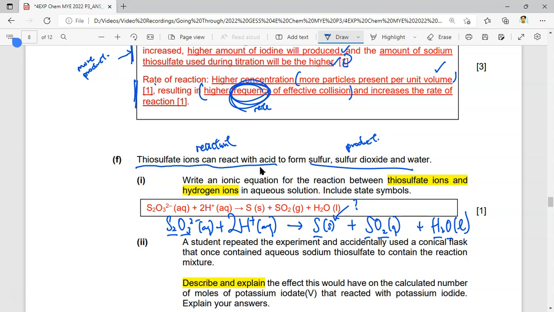No, the charge is balanced. Because why? Can you see this is a 2- here? This is a 2 times plus. So actually the overall charge on the left is 0. Right hand side, overall also 0 charge.